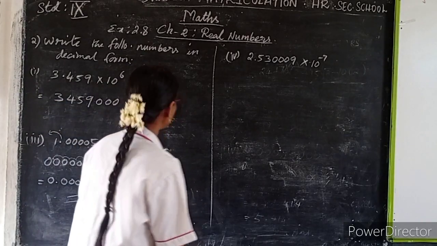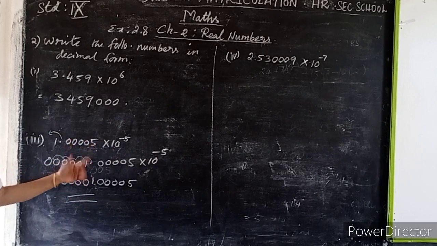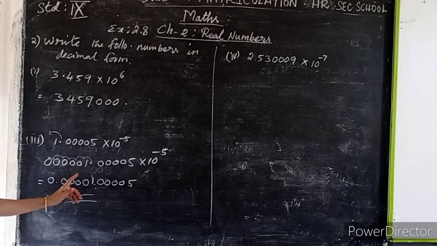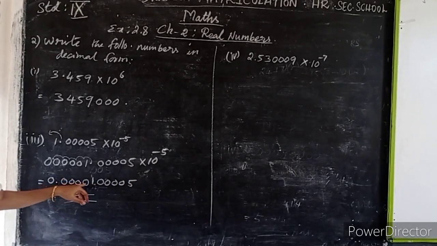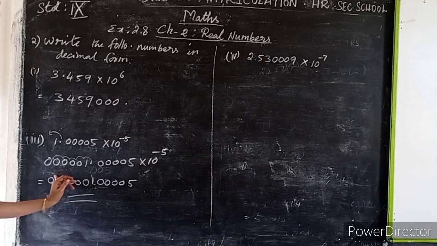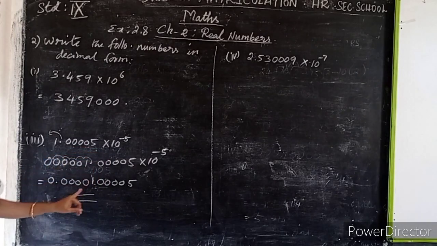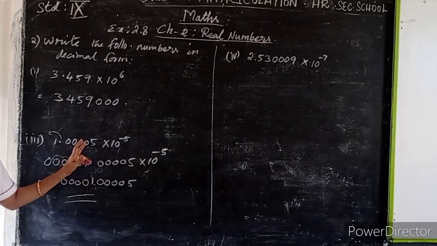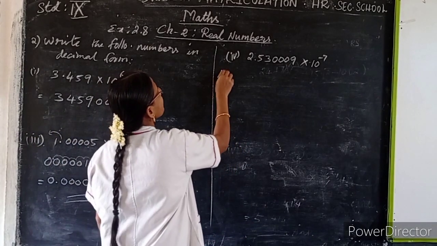Now, for your verification, just convert the decimal into scientific. Just move the decimal point from here to the right side. Right side means we write a negative power. So, 1, 2, 3, 4, 5. Here only we have the first non-zero digit. So just move from here to here. So, 1.00005 into 10 to the power minus 5. So our answer is correct.